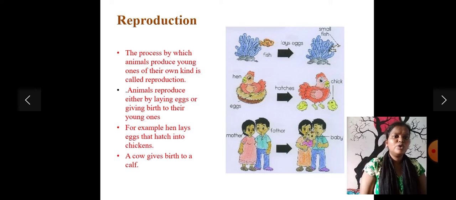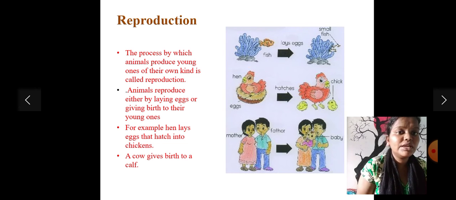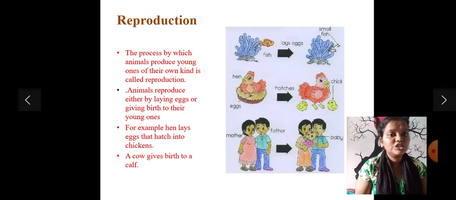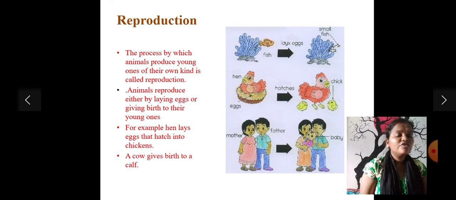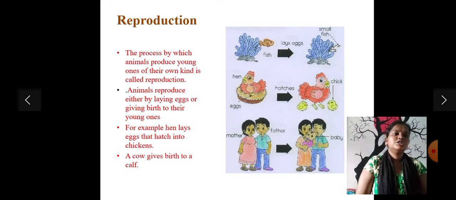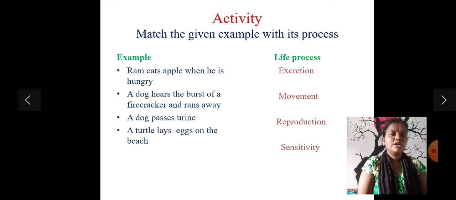Then in the below part you can see a mother and father and a baby. Animals reproduce either by laying eggs or giving birth to their young ones. For example, a hen lays eggs that hatch into chickens. A cow gives birth to what? A cow gives birth to a calf. Okay, very good. Then human beings give birth to babies. Very good. A fish will lay an egg, then it will become a small fish. Okay, this is called reproduction.